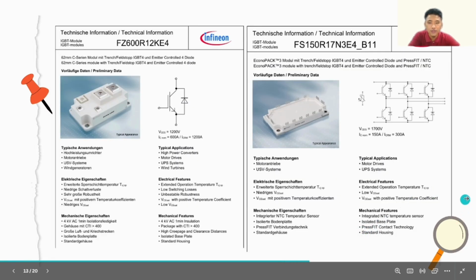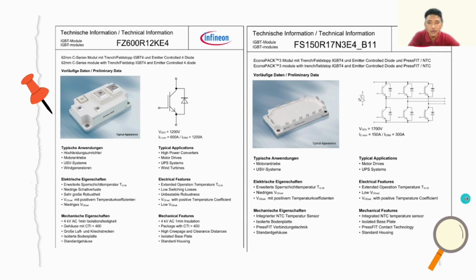Now this is our choice for the IGBT. The first is a single IGBT from Infineon, and the second one is also an IGBT, but there are 6 IGBTs in one pack. If we use the second one, it will help to make the design more compact.